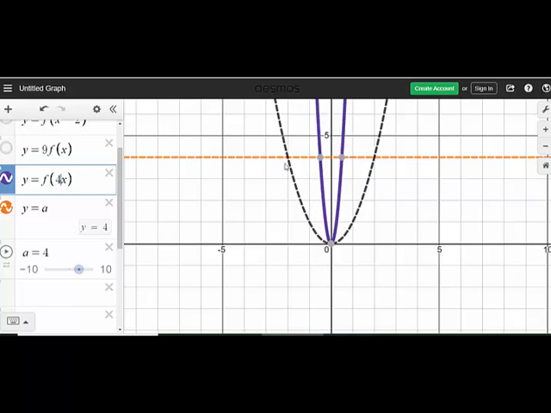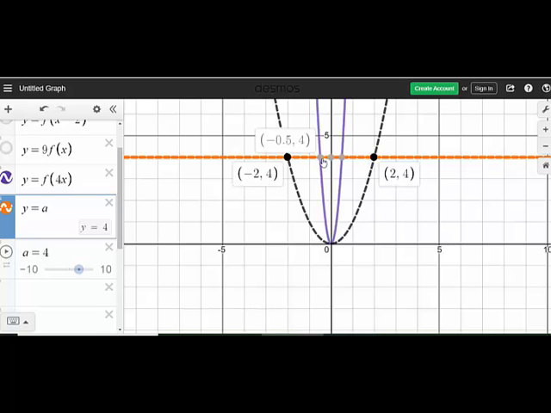If I change that, I still have my original being exactly 4 units wide, but now I've got this going from a half to a half, which is exactly 1/4 as wide as the original was.